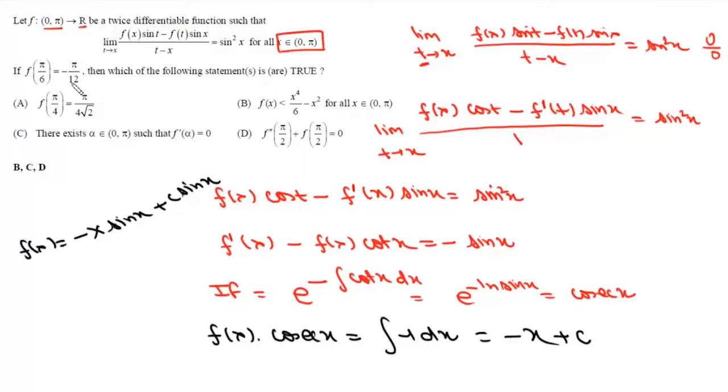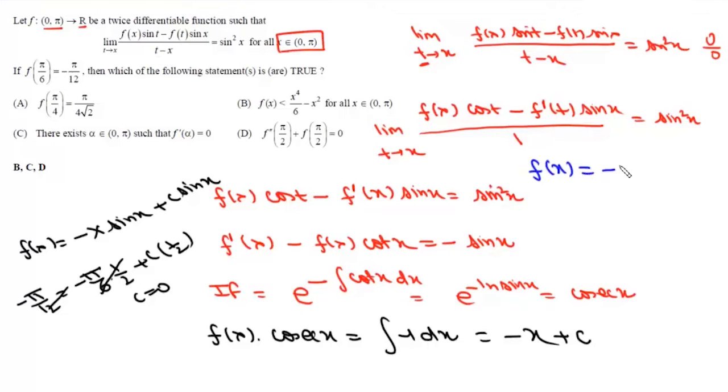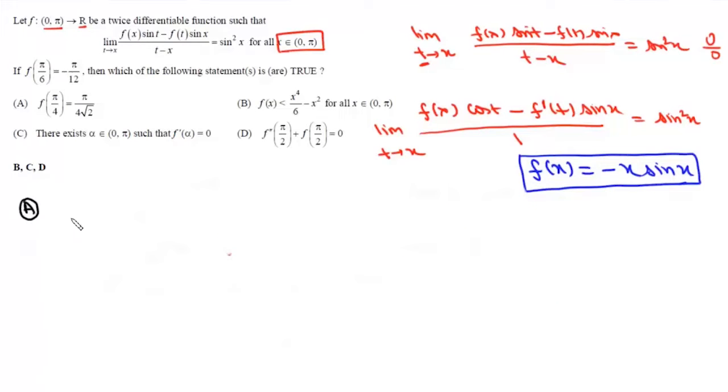Now we are given that f(pi by 6) is minus pi by 12. So if we put x as pi by 6, f(pi by 6) is minus pi by 12, and here it will be minus pi by 6, and sin pi by 6 is 1 by 2, plus c into 1 by 2. It will cancel, and the value of c is 0. So from here we'll get this function f(x) as simply minus x sin x. So in our case, this function f(x) is minus x sin x. Now we have to find which of the following options is or are correct. Now this first one is f(pi by 4).